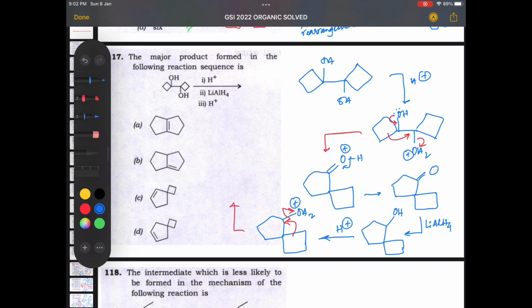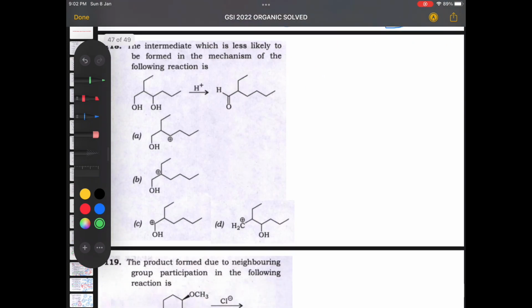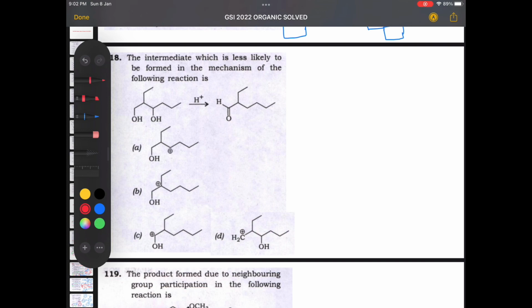and positive charge generates along with the ring migration, ring expansion. So once again another ring expansion takes place, and there is a carbocation formed, and the H comes in, and this A is our product. So we land directly at our product with our reaction. Okay, so let us go to the next question.